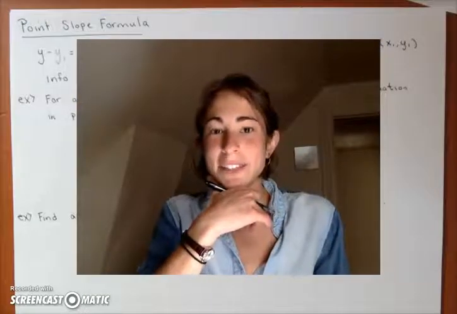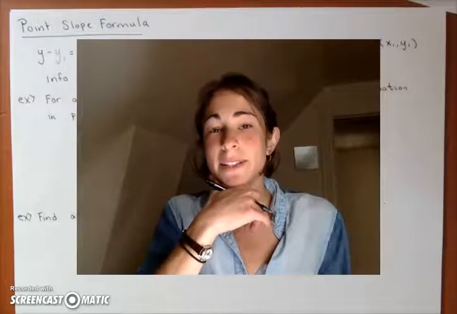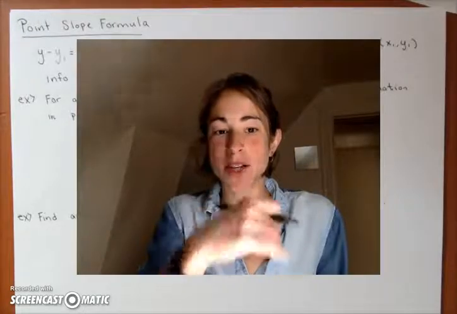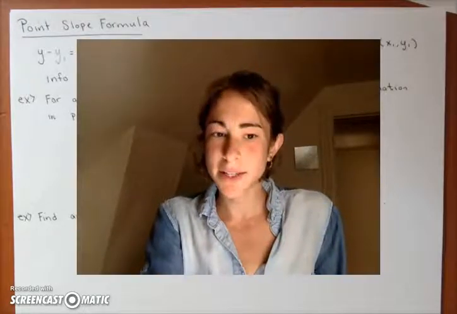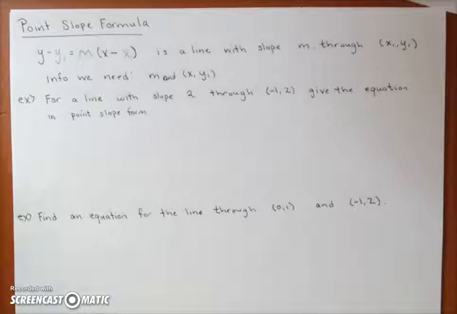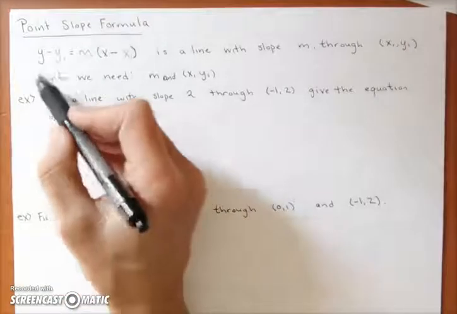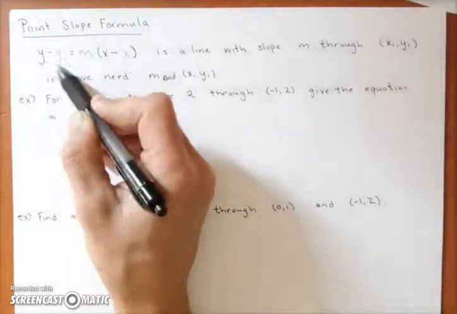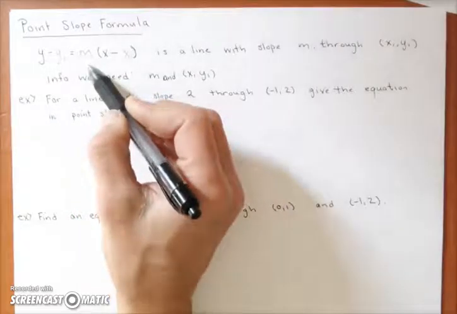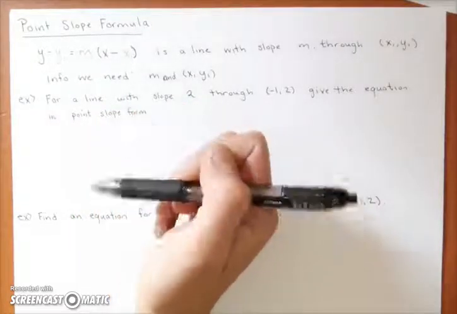Hi everybody, in this video I'm going to show you how to use the point-slope form of the equation of a line, and I'll tell you exactly what it is. So here's the point-slope form of a line. y minus y1 equals m times x minus x1.